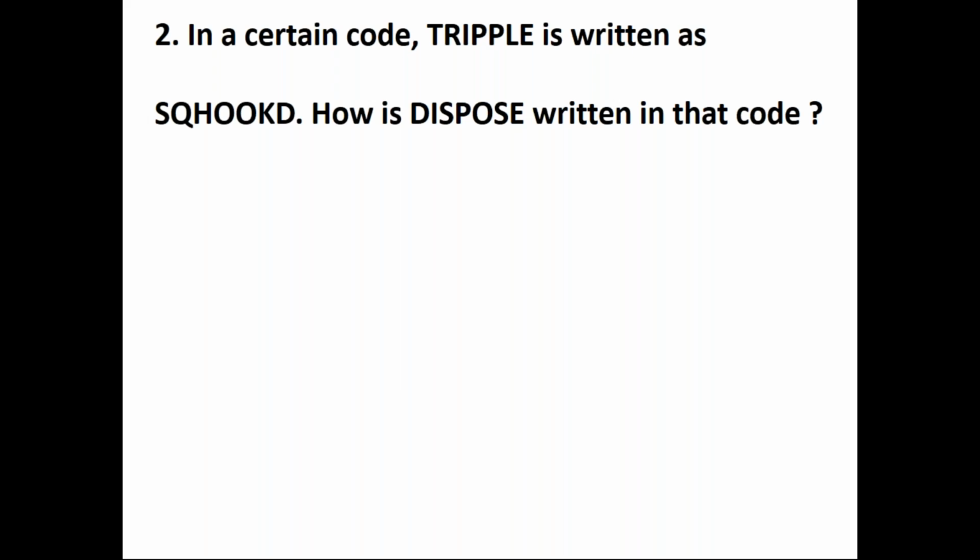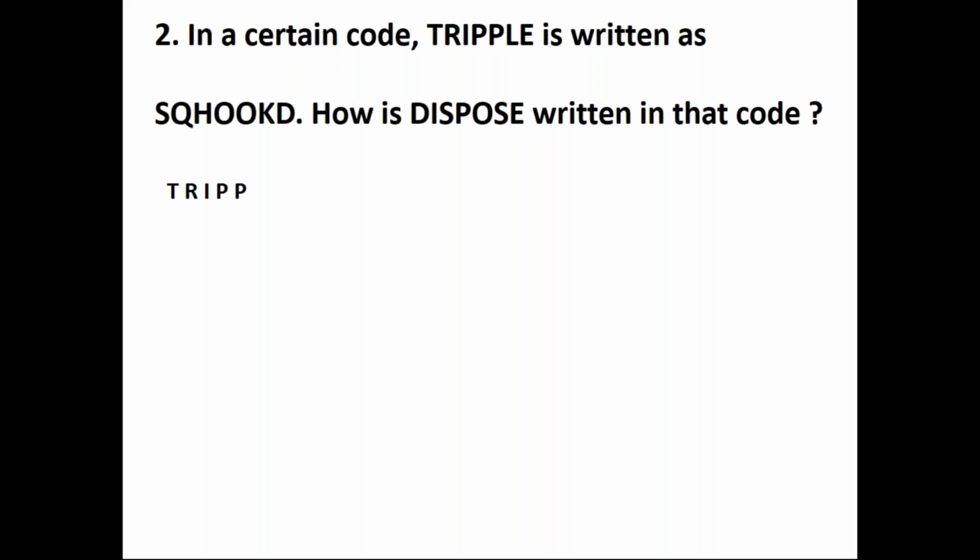TRIPPLE is coded as SQHOOKD. How is dispose written in that code?